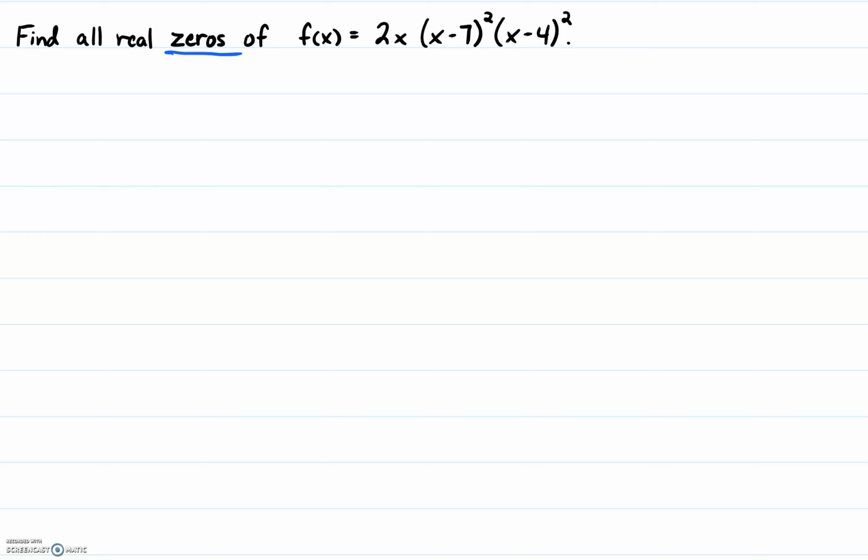In this video, we're going to find all the real zeros of f of x is equal to 2x multiplied by x minus 7 squared multiplied by x minus 4 squared. So we have a polynomial function f of x, and we want to find the real zeros.